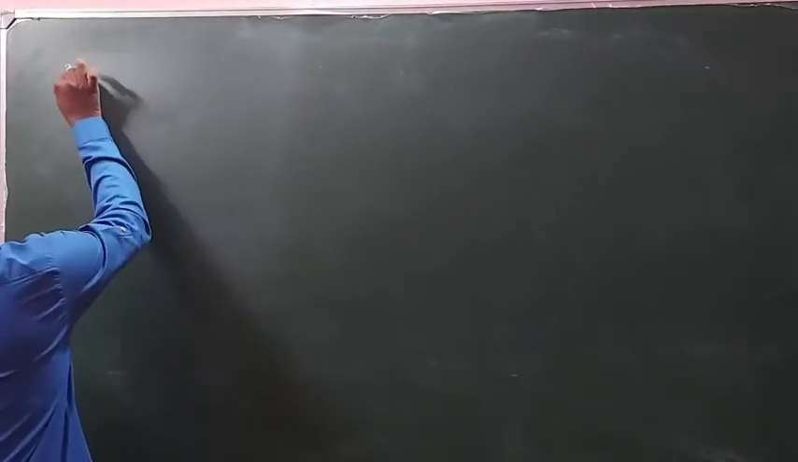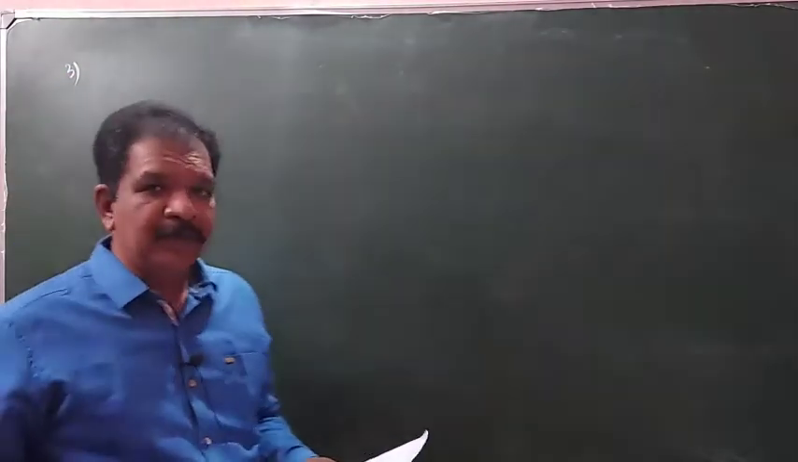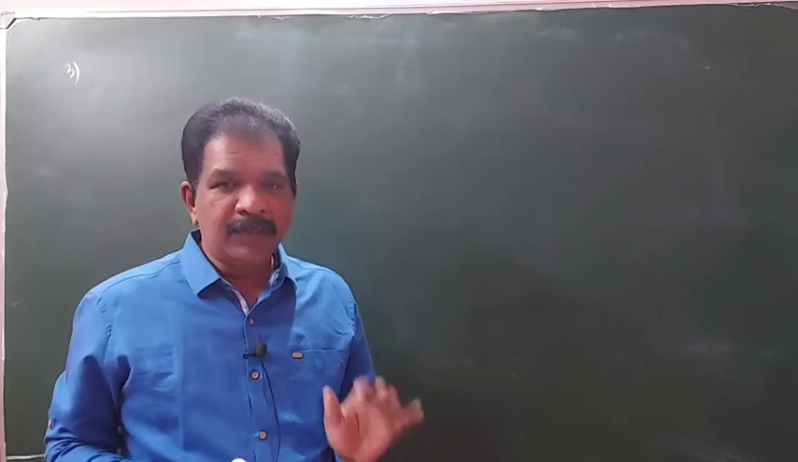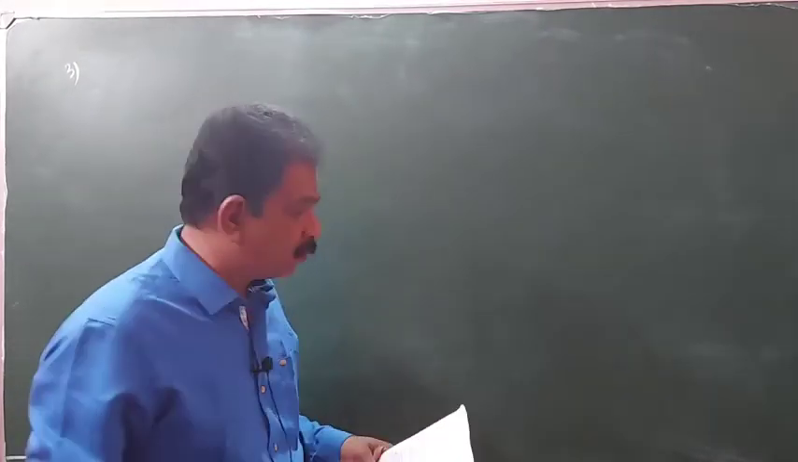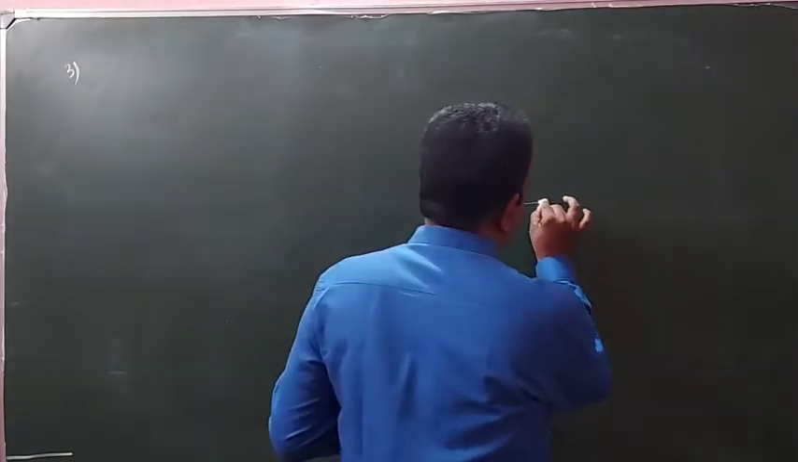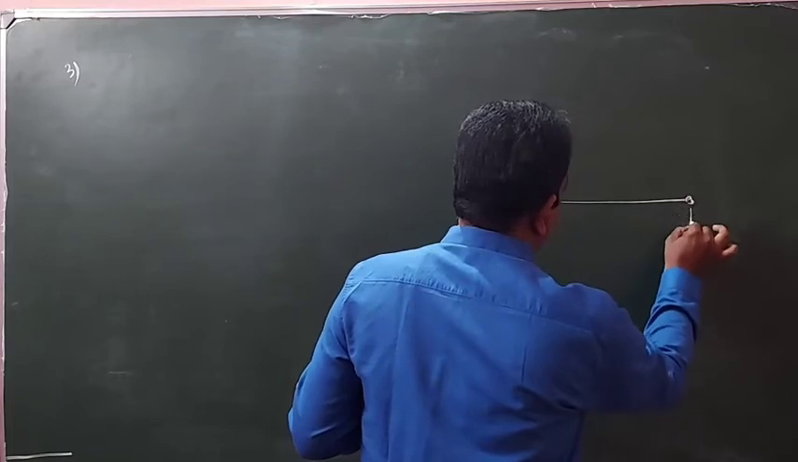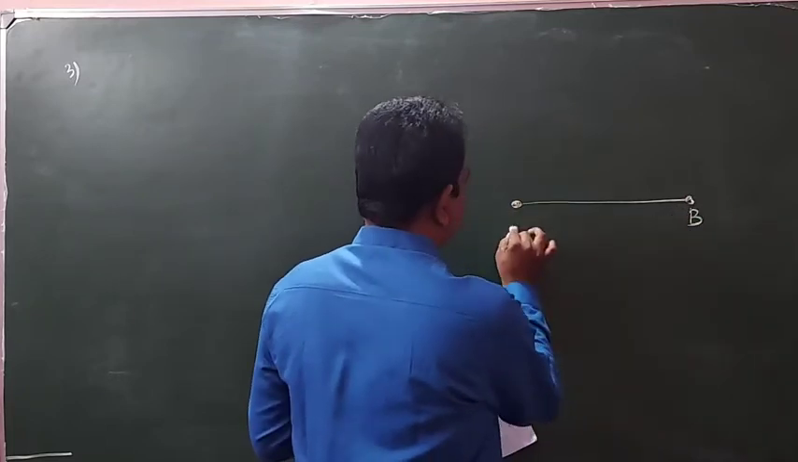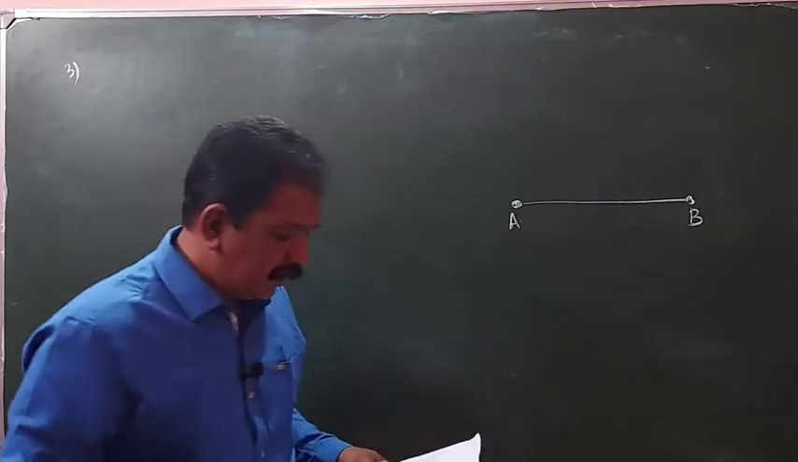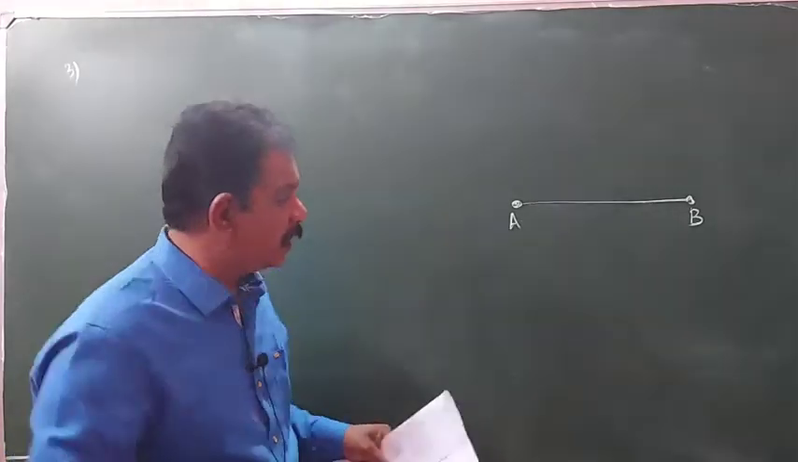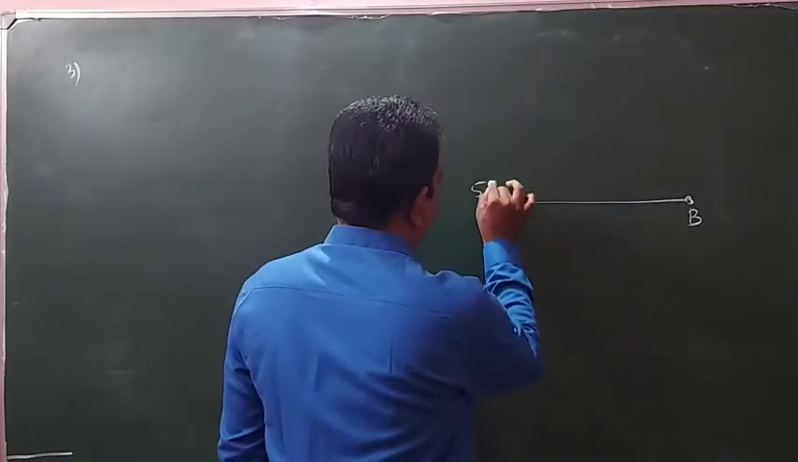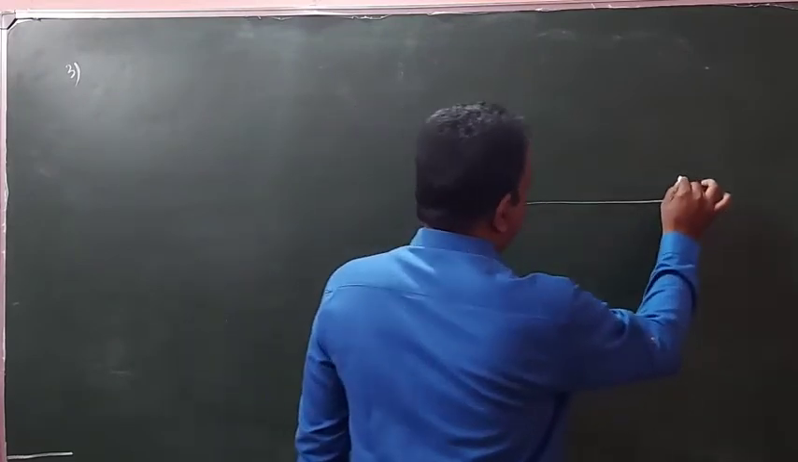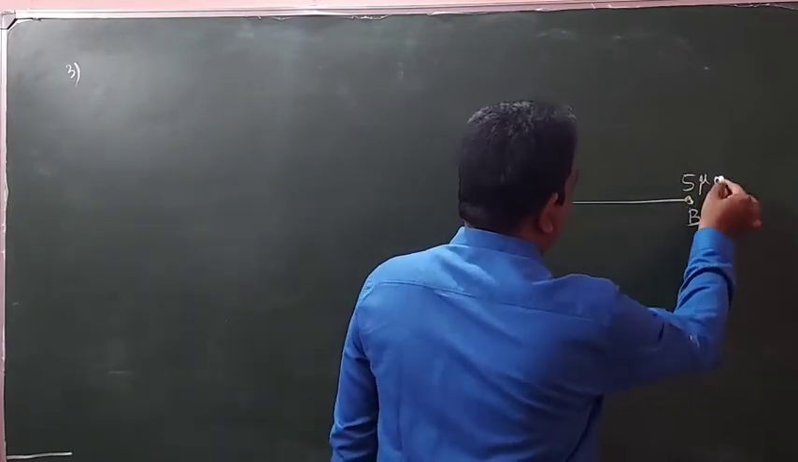The problem will be a little bit lengthy, so with a little bit of patience we have to do this problem. What they are asking is, here B, here A. At A and B, how much charge is placed? Here 5 microcoulomb, and here also 5 microcoulomb.